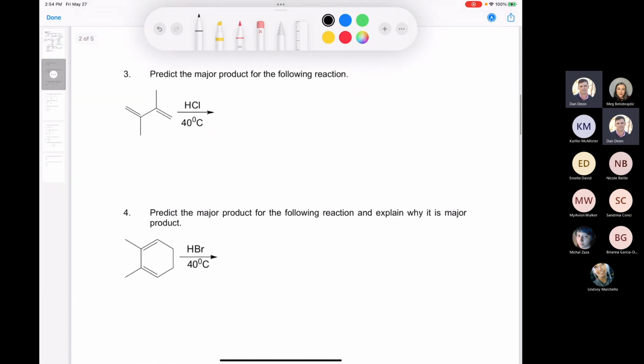All right, let's try the next one. Same question, but now we're going to make the 1,4 adduct because we're at 40 degrees Celsius. Again, we're going to make the 1,4 adduct, also known as the thermodynamic product. All right, so let's do it. The first step is identical to the last question. We're going to form an allylic carbocation. Let's do that. Same carbocation we saw in the last problem, like this.